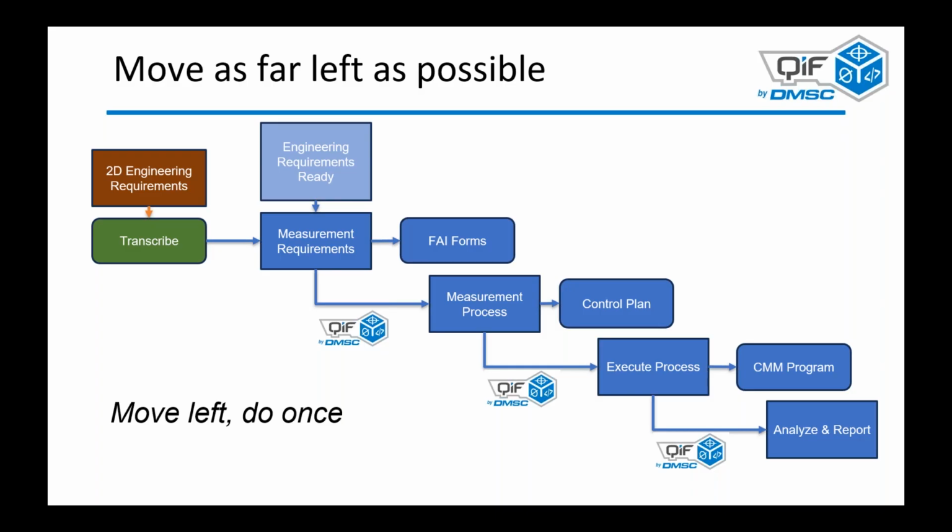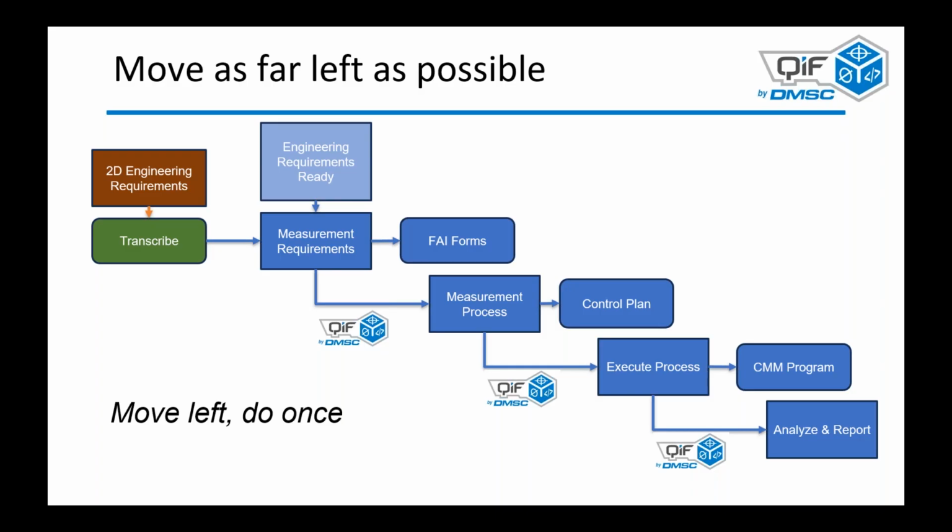So what's the value of this? What's the benefit? Well, in one case, we're taking a lot of that information that we needed and we're only doing it once. So the FAI forms, the control plan, the CMM program, it's all pulling off that same piece of information. It's allowing that information to flow back and forth. If you want to identify CMM steps in the control plan, you can now feed that down.